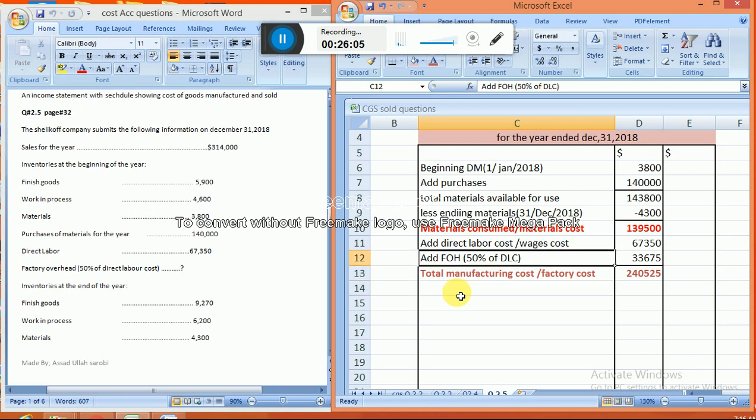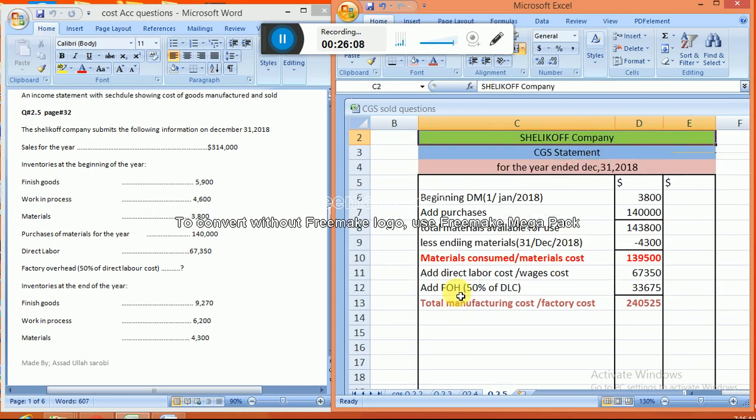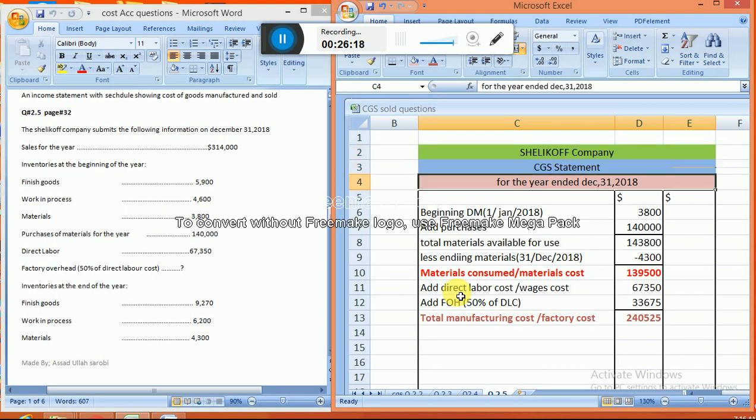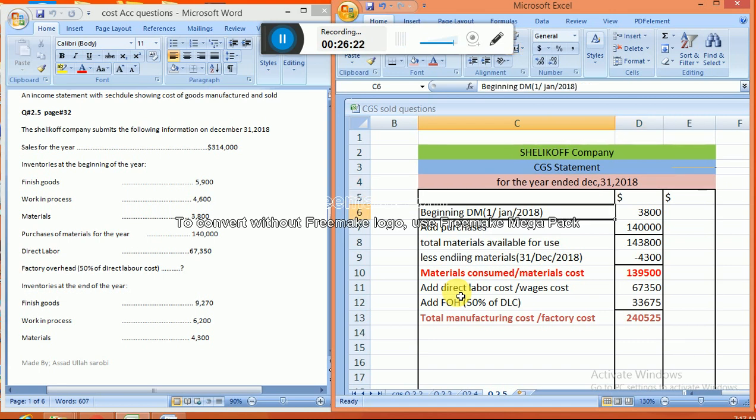So look, I am quickly repeating this: first we will write the company name, then the statement name, then the time period. First the company name, first, this is the material cost portion.